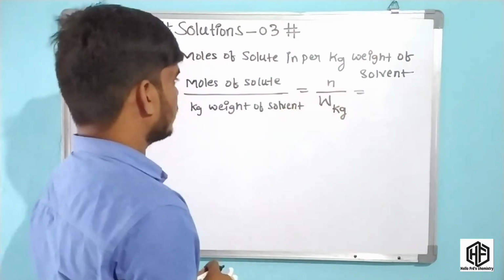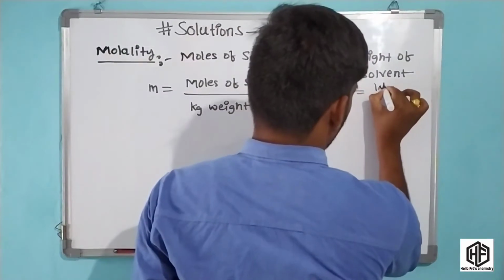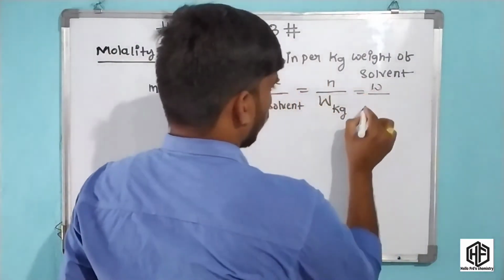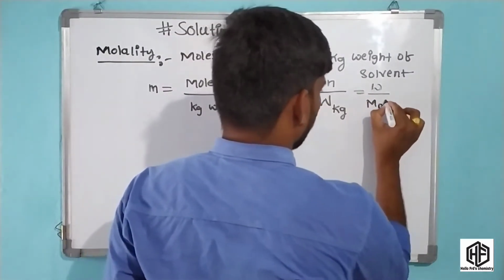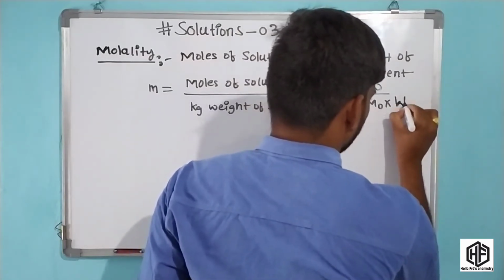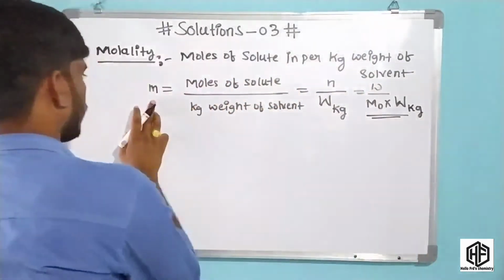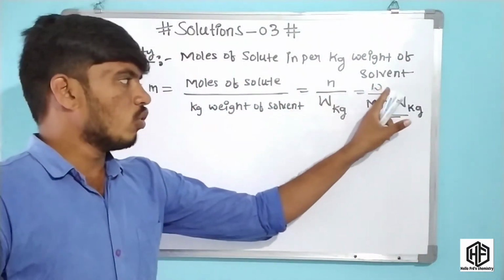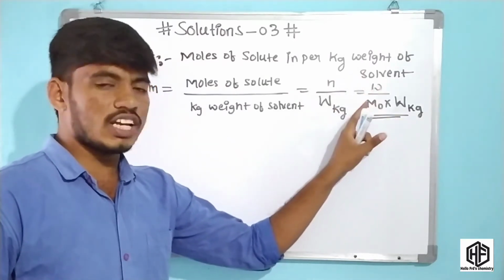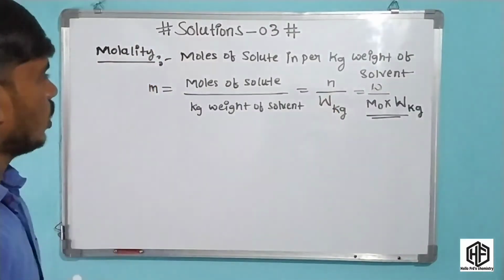What is n? n is the number of moles of solute, which is the weight or mass of solute divided by the molecular mass of solute, M naught, into the per kg weight of solvent, capital W. This is called molality. Molality is equal to the mass of solute by molecular mass of solute, per kg weight of solvent.